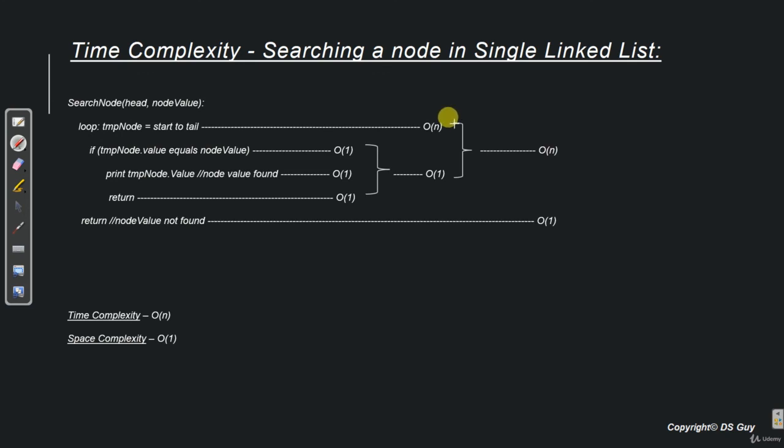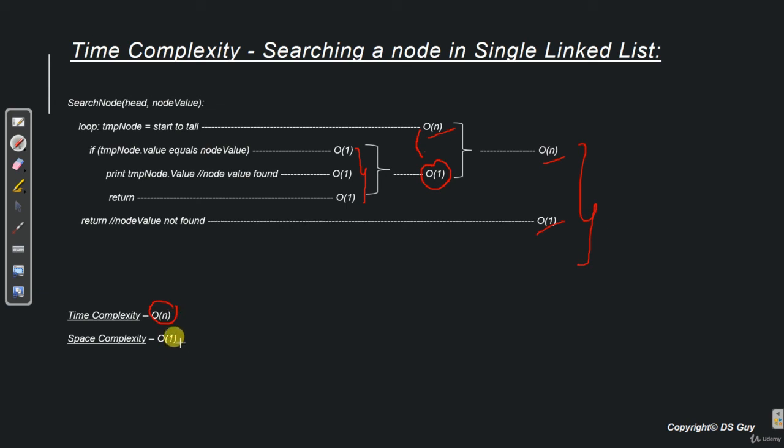So first of all, we are running a loop starting from first till last, which is going to take order of n time because we are visiting each and every node in the list. Within the loop, we have few constant time operations like doing some comparison of value and returning. So all of them combined will take order of 1 time. So if we multiply this order of n with order of 1, we get order of n time. And returning the control back to the calling function will take order of 1 time. So when we add both of this, we get order of n time complexity.